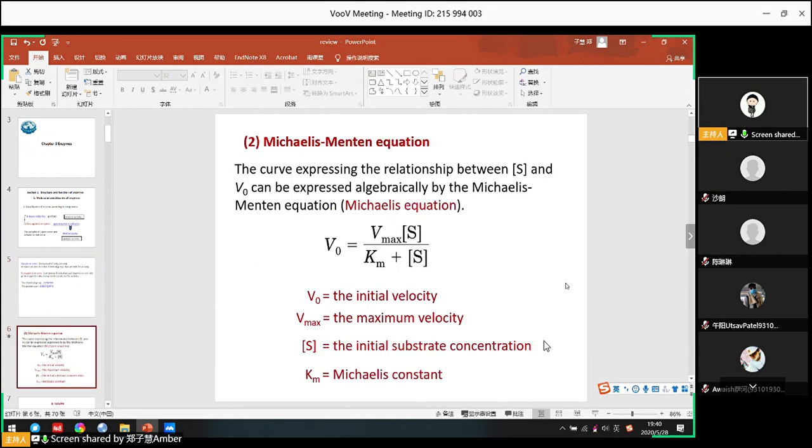Next important part is the Michaelis-Menten equation. What you have to know: firstly, the equation. Just remember and recite it. V0 equals Vmax times the substrate concentration, divided by Km plus the substrate concentration. And what does each item mean? What is V0? What is Vmax? What is the substrate concentration? And what is Km? Km is the Michaelis constant.